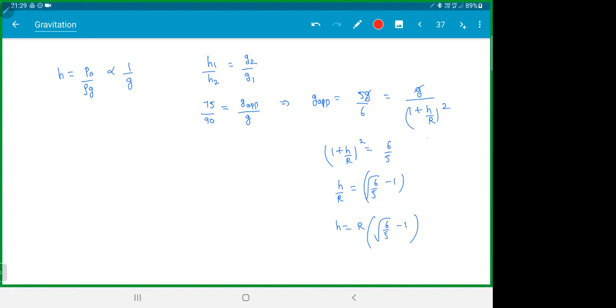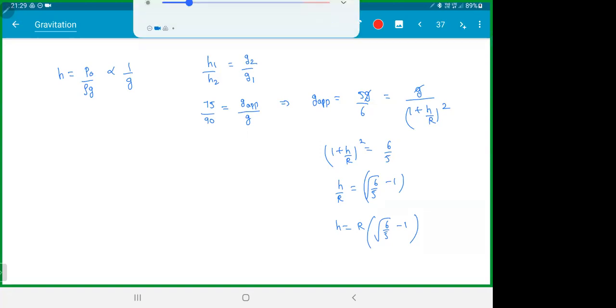So basically, we got g apparent is 5g by 6. The main thing I was saying: if you look at the change, it is 1/6, about 16%. 16% is not small. So you can't use the approximate formula. You have to use the general formula. Clear? Okay, next one.